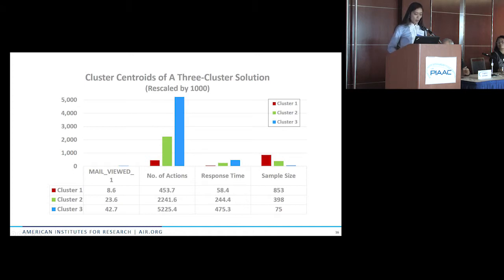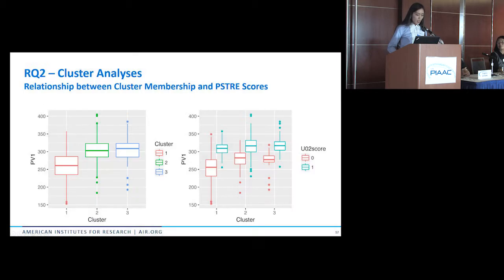So if you look at the plot on the left, you can see that the PSTRE scores for the cluster 1 are substantially lower than the other 2 clusters. That seemed to indicate that if you spend only a few actions or a few very short response time on the item, that might be an indication of your low PSTRE skill. However, if you spend excessive amount of actions and response time on the item, it does not necessarily associate with much higher PSTRE scores.